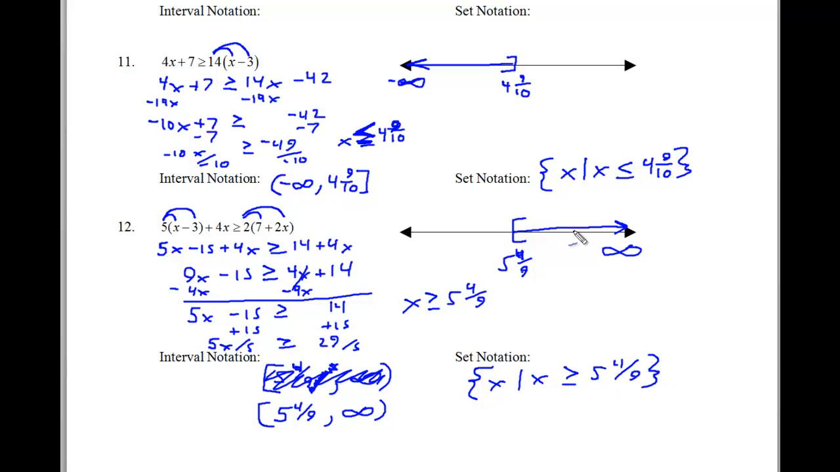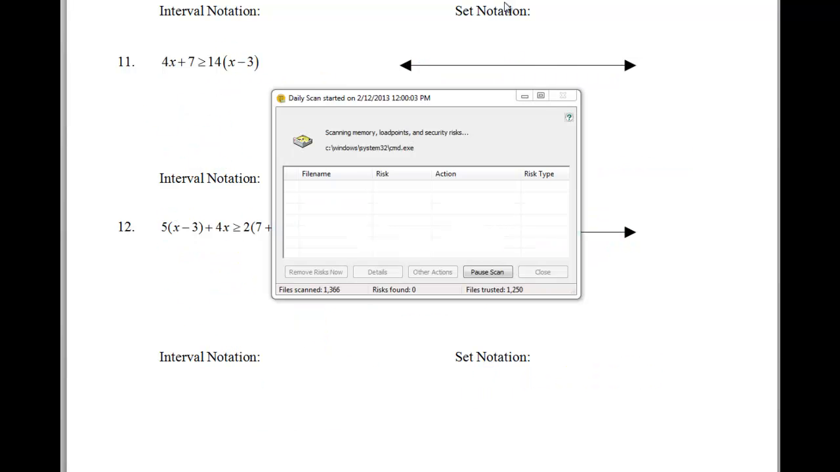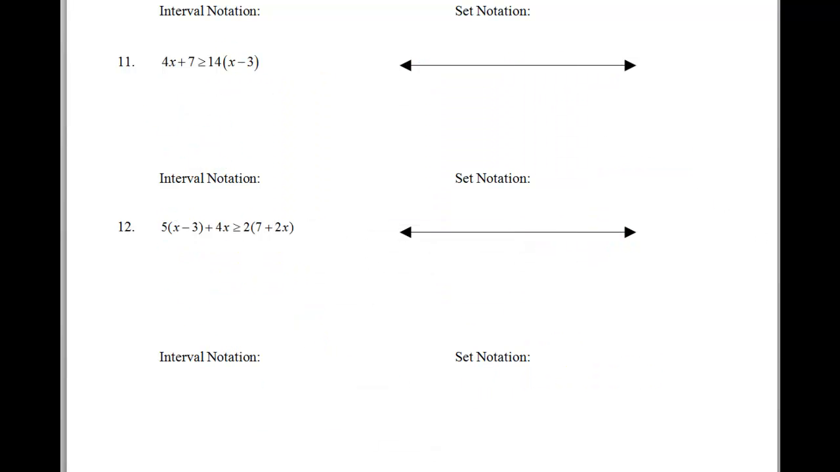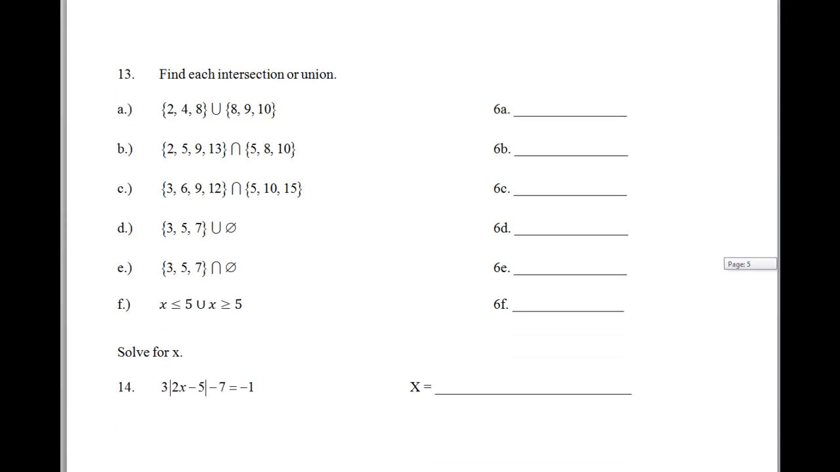Alright, let's go take a look at the next section here. Let's go to the next page. Alright, we got some problems for intersections and unions. Alright, so let's go take a look here. What we got is, we're going to take the union of these sets. Now the union of this group here is going to be all of the numbers in both sets. So this is going to be the set of 2, 4, 8, 9, and 10. So that's the union of all of these.